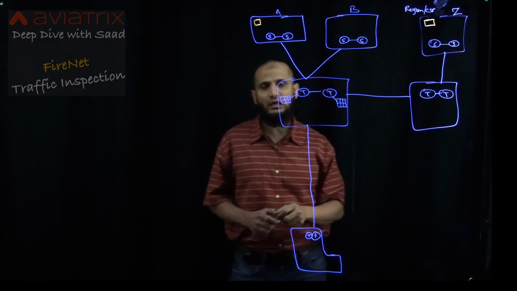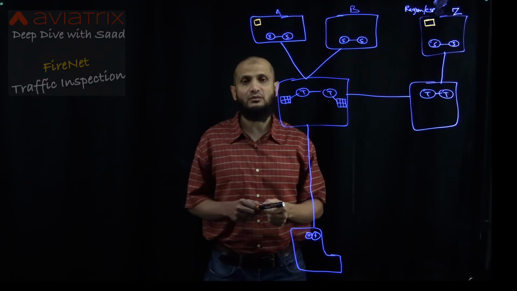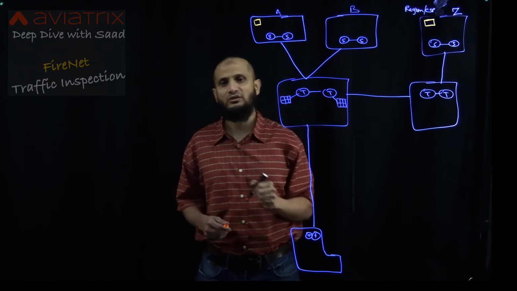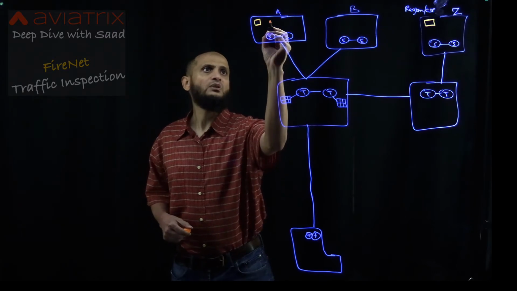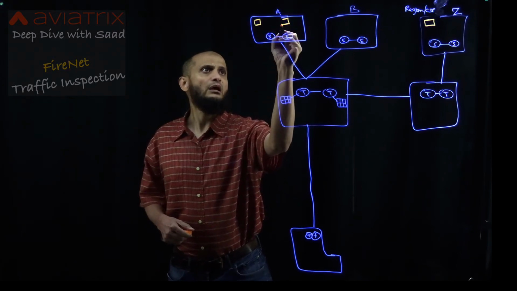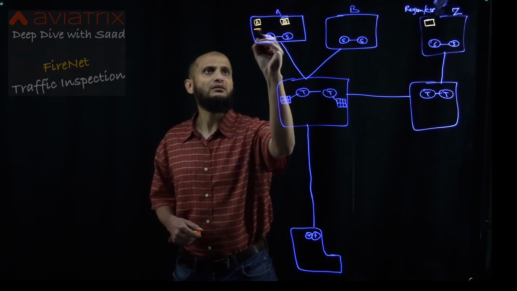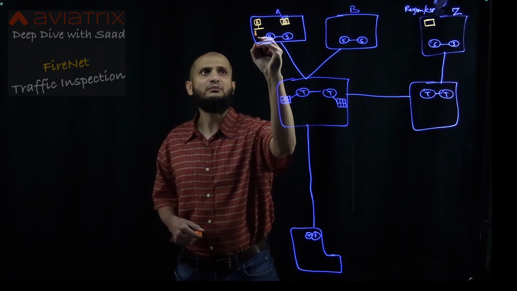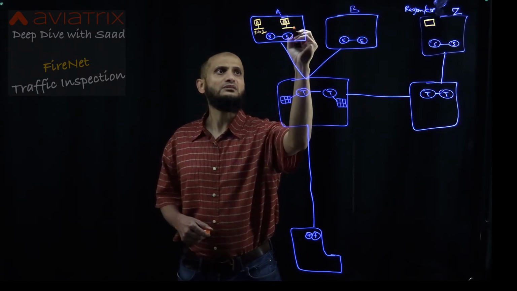Now, there will be times when you want to have the traffic inspected within the subnets within your spoke. So this could be your application A, and this is your application B. This could be in subnet 1, and this could be in your subnet 2.